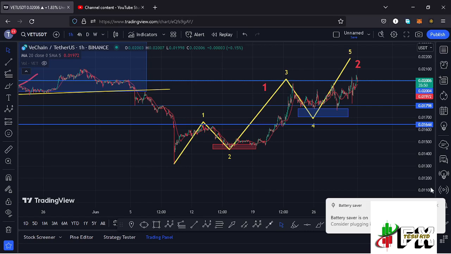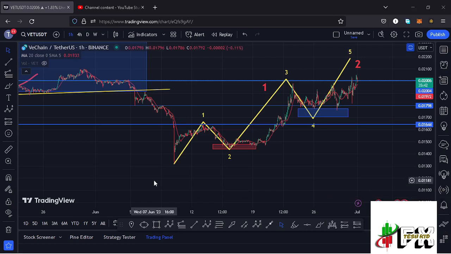And by first giving you a recap of what has been happening here on the Vechain chart, it gave us this massive crash in a breakdown move that gave us a new bear market low at around the $0.01323 mark.